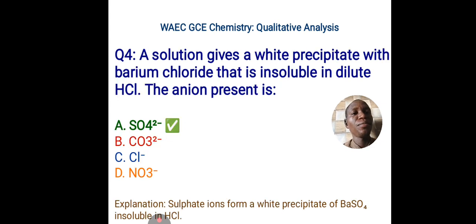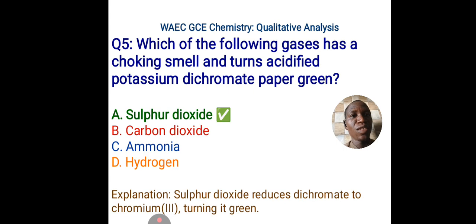Let's go. The next question says, a solution gives white precipitate with barium chloride that is insoluble in dilute HCl. The anion present is sulfate ion. So sulfate ion forms a white precipitate with barium chloride and it is insoluble in acid. So I hope this is clear. We go to the next question.